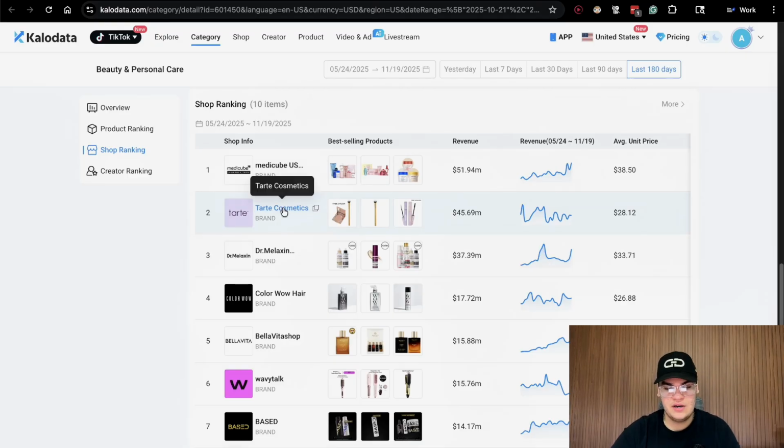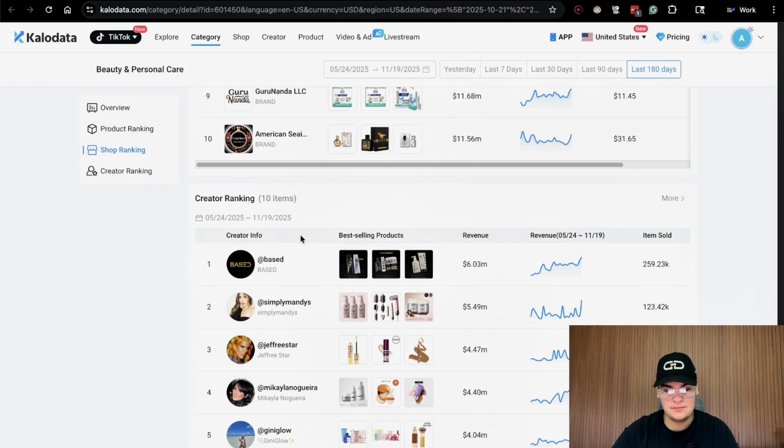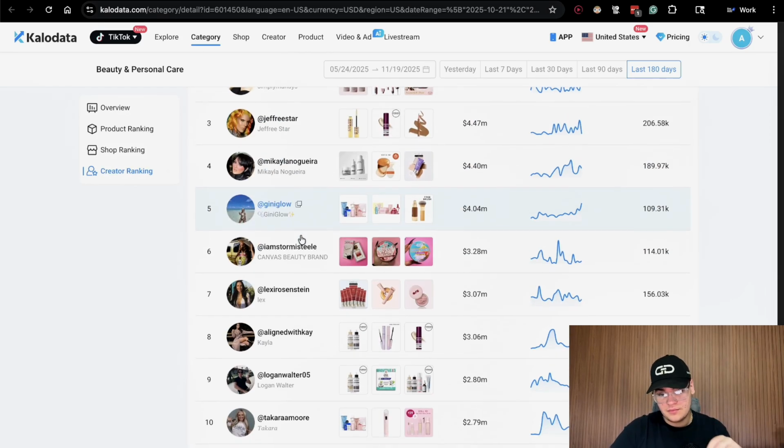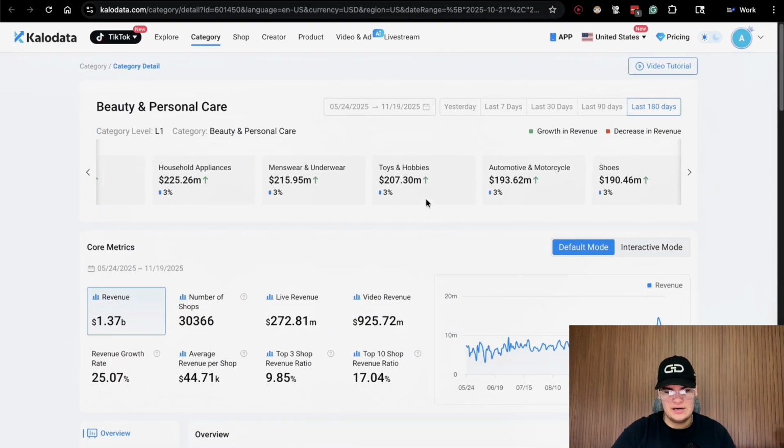Cosmetics, Tarte Cosmetics right here as well. They're insane. They're killing it. So creator ranking right here. Some of these are self-operated shops. Some of these are actual true affiliate shops. And then, yeah, that's pretty much the info that you get. You can see here other categories as well.